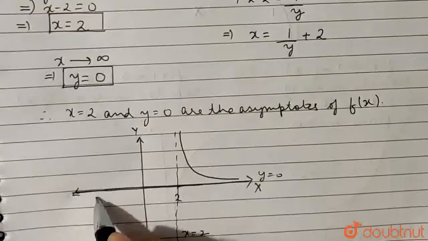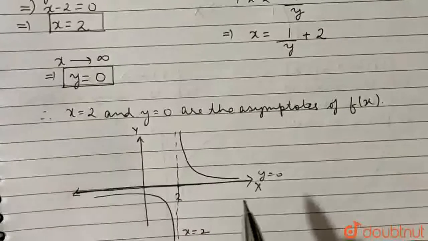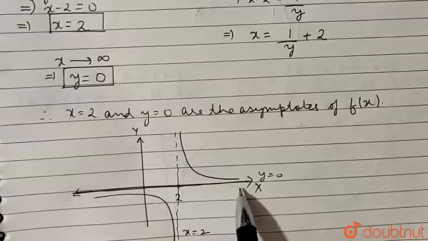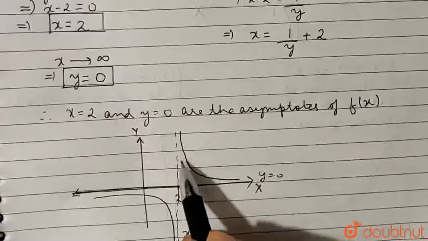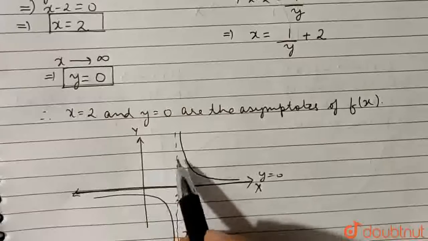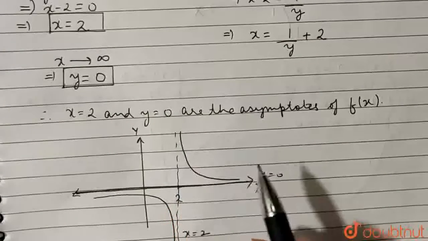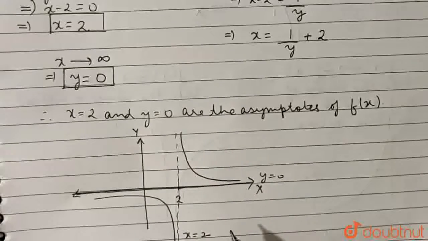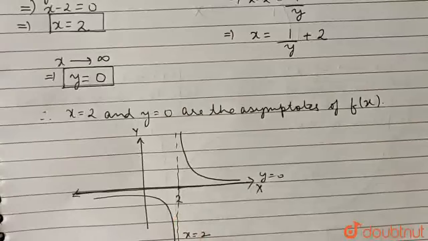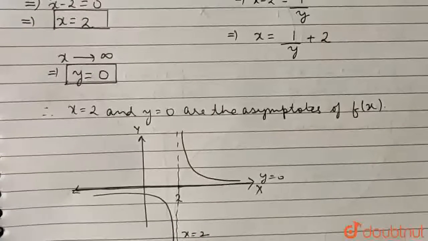And also on the negative side, we see that the graph approaches the x-axis but it never touches it. And similarly, when y tends to infinity, the graph approaches x is equal to 2 but it never touches it. And similarly for the negative side. Hence the graph of f(x) is equal to 1 upon x minus 2 looks like this.